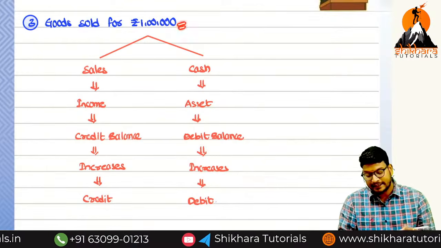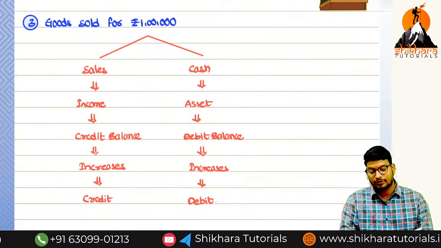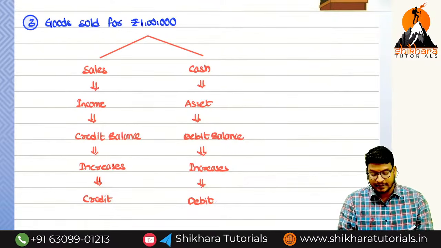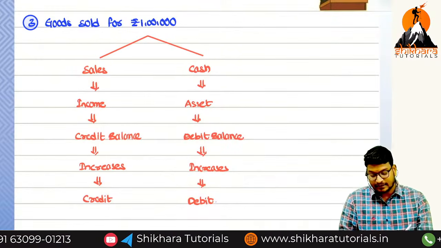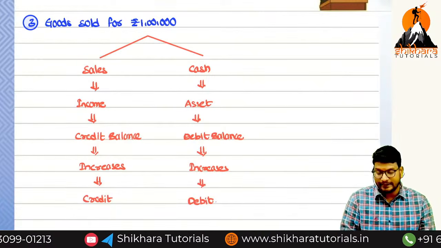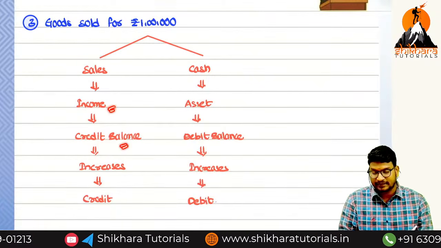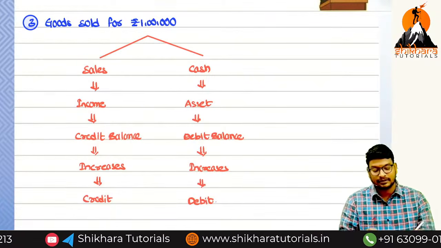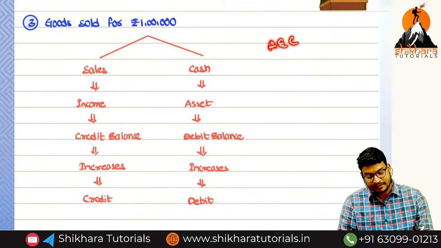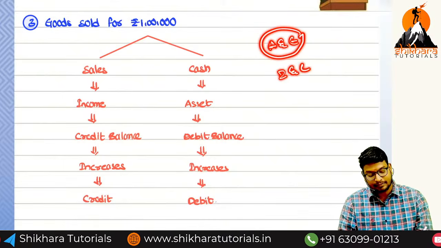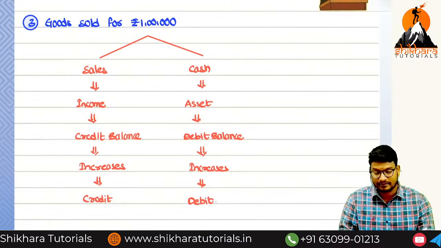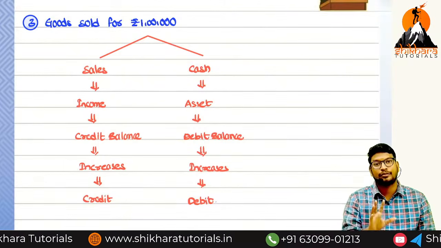And next we have taken another example: goods sold for rupees 1 lakh. Here the two outcomes are sales and cash. Sir, I know undoubtedly sale is an income. So income will have which balance? Credit balance. Just remember, assets and expenses will have the debit balance. Incomes and liabilities will have the credit balance. So remember only these 2 points, that's all.